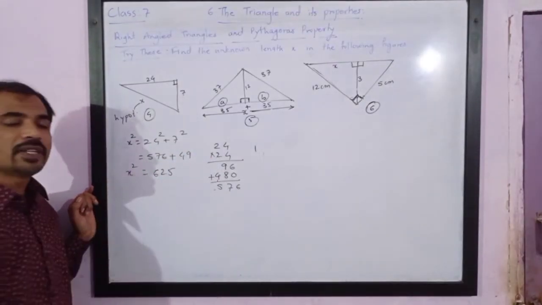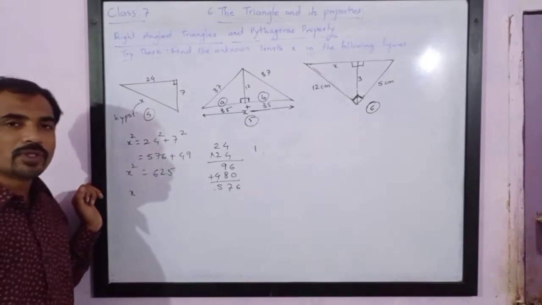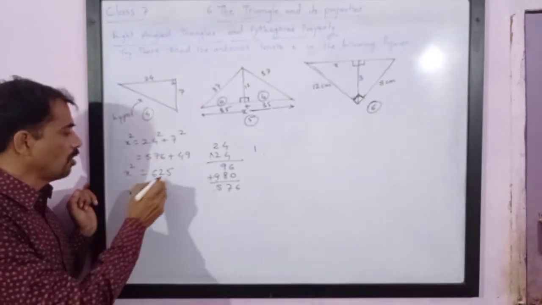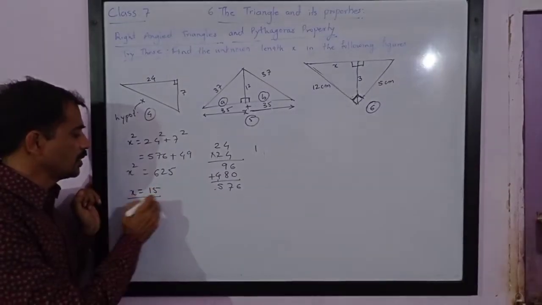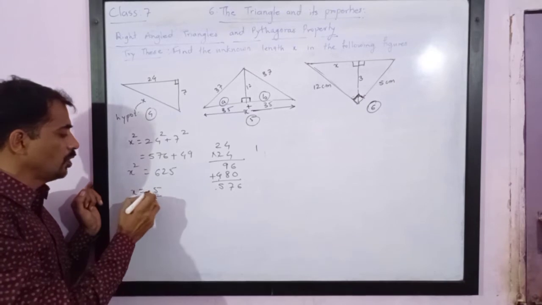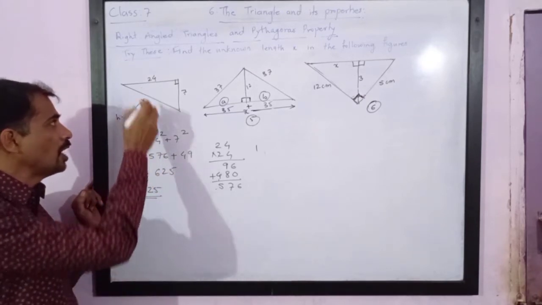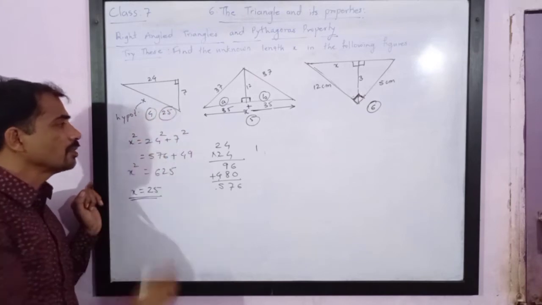We have got x square is equal to 625. Taking the square root of both sides, the square root of 625 is 25, and hence the value of x is 25 in this case.